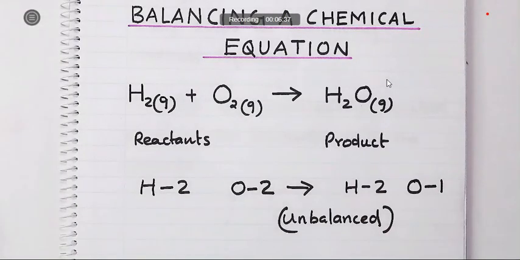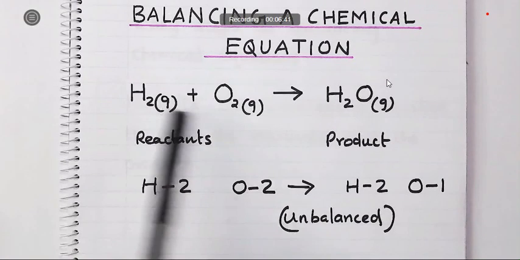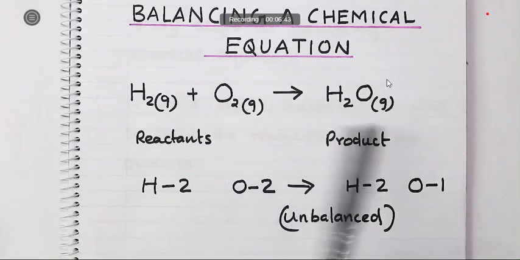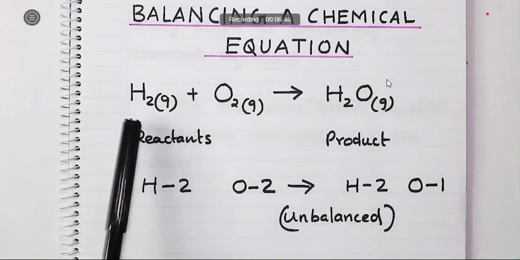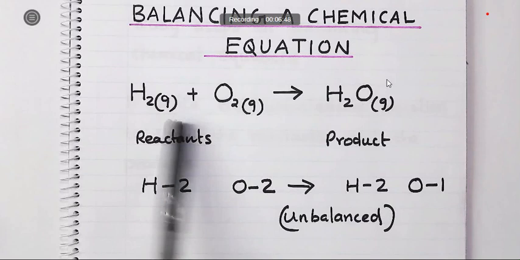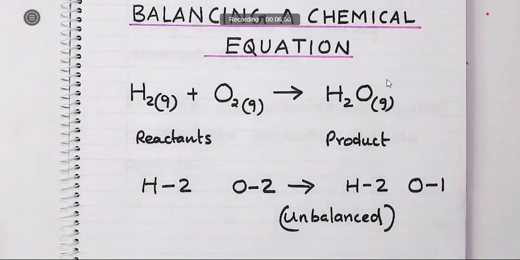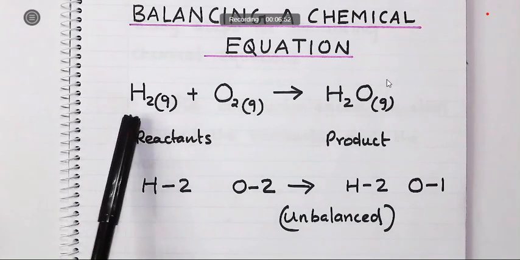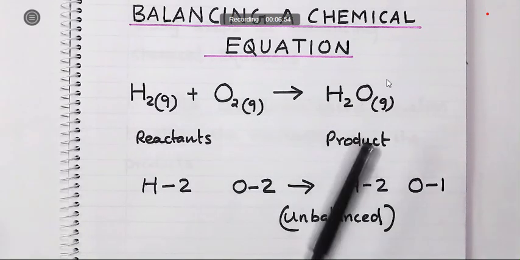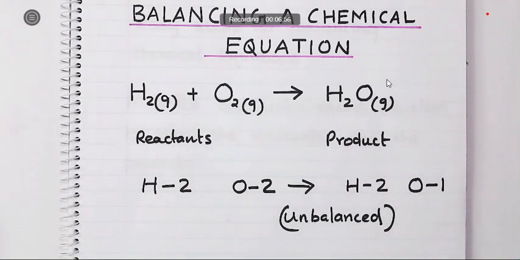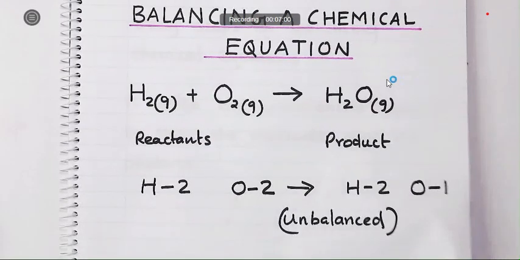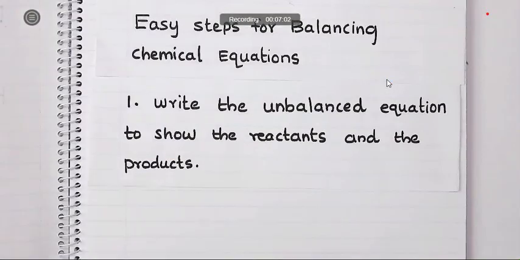If the equation says, in words, hydrogen plus oxygen gives water, then you should be able to write them in the form of a chemical equation. You should know H2 stands for hydrogen, O2 stands for oxygen, and H2O stands for a water molecule. You should know that, otherwise you will be unable to solve the question. So the first step is to write the unbalanced equation to show the reactants and the products.